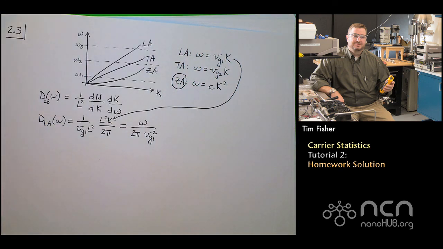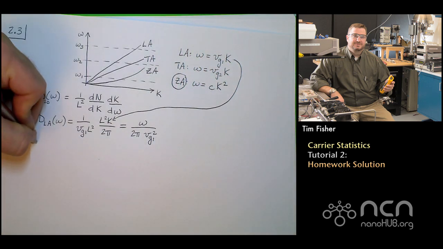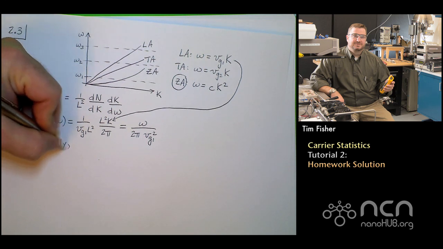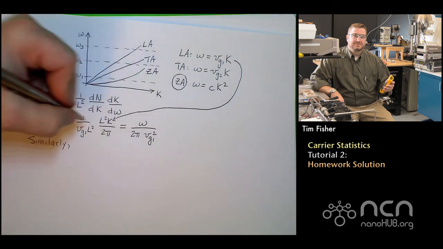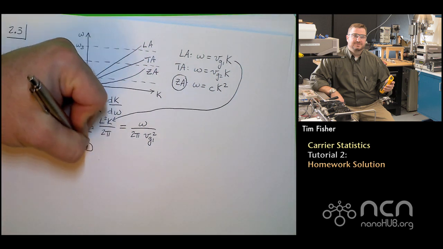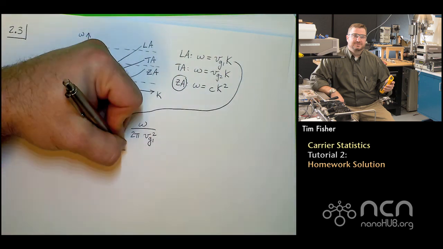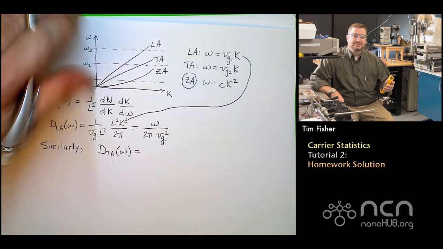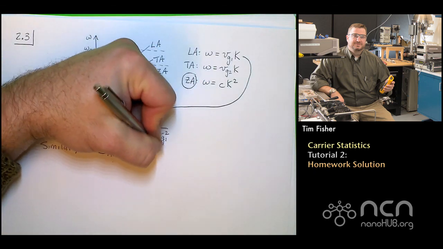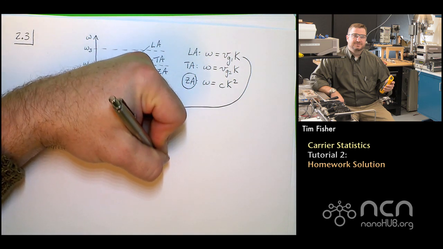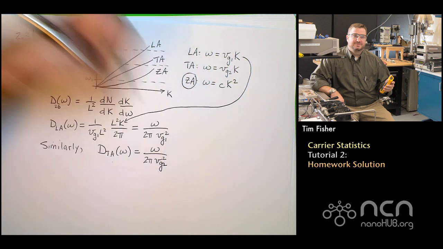The transverse mode will be analyzed similarly because it also has a linear dispersion relation. So the TA mode will equal frequency divided by 2 pi times the group velocity of that branch squared.